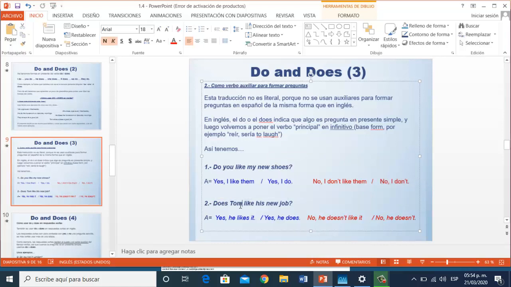Does Tom, remember that Tom replaces he, and so on, with other subjects. Does he like his new job? Why is it like and not likes? Because remember that does takes the s from the verb in third person. Remember? In positive, in negative, and in making questions. Does he like his new job? Yes, he does. No, he doesn't.